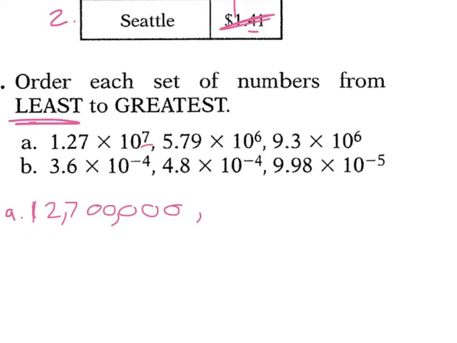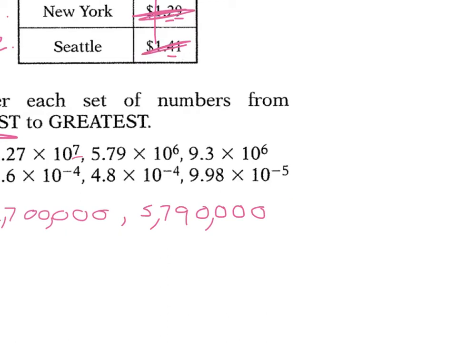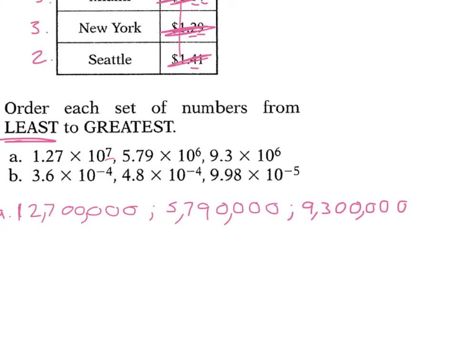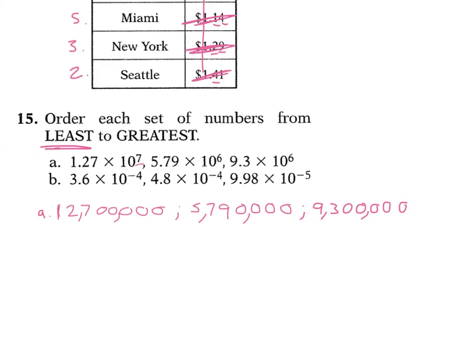Next, we have 5.79 times 10 to the 6. So here we would have 4 zeros. And then we can put our commas. And then our last number here, we have 9.3. So when we would move this, we have 5 zeros. 1, 2, 3, 4, 5. And then we can put our commas. So here we have 12 million, then we have 5 million and 9 million.